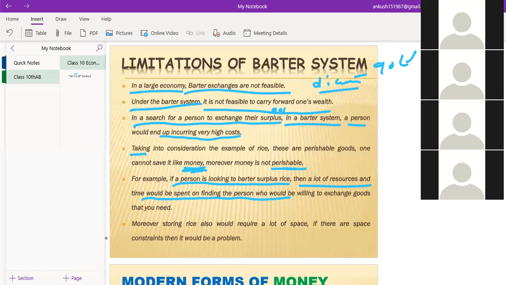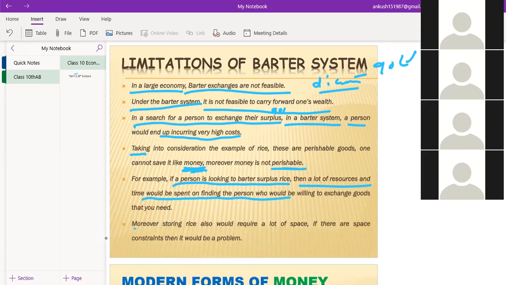If you want to sell the rice in surplus, then you would have to find out the person who would purchase the rice in exchange of something else that I want. Understood? But it is very difficult to find a person having the same need or demand.